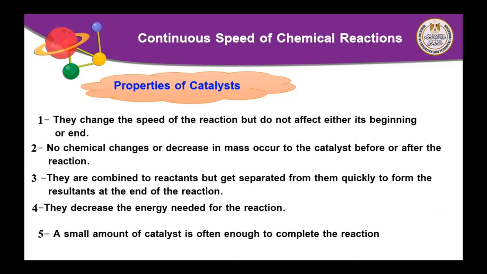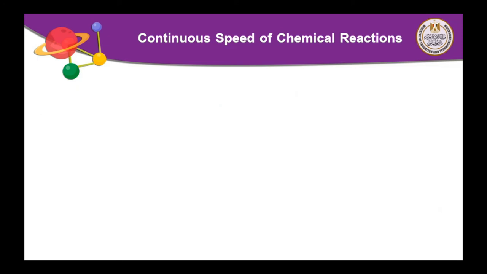Number 1, they change the speed of the reaction. Number 2, no chemical change or decrease in its mass. Number 3, combined with reactant but get separated to form a product. Number 4, the decreased energy needed for the reaction. Number 5, can be added with any amount or few amount.